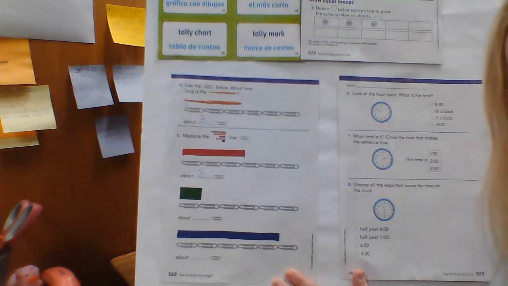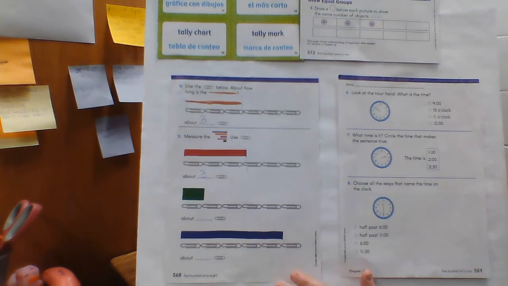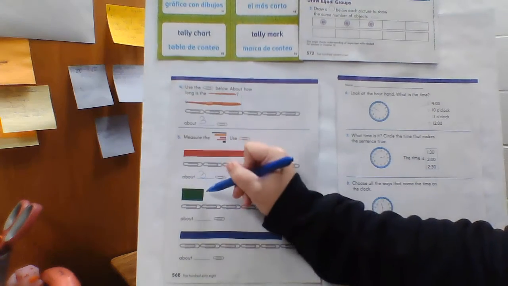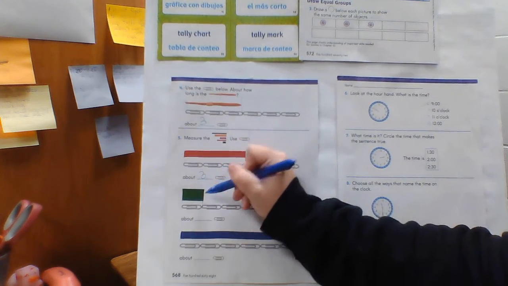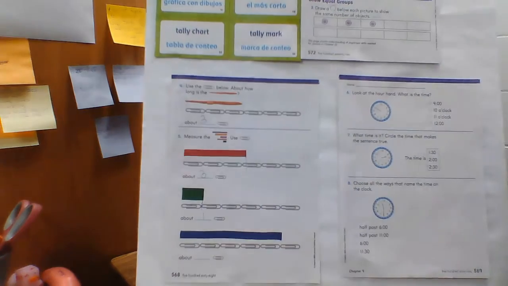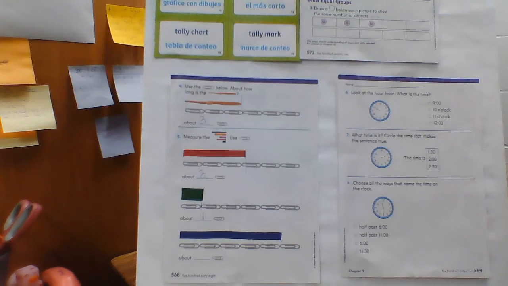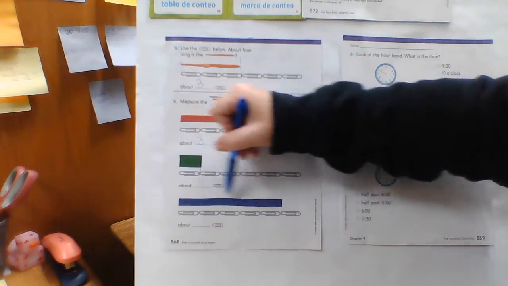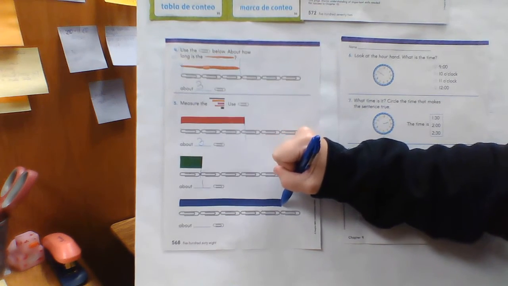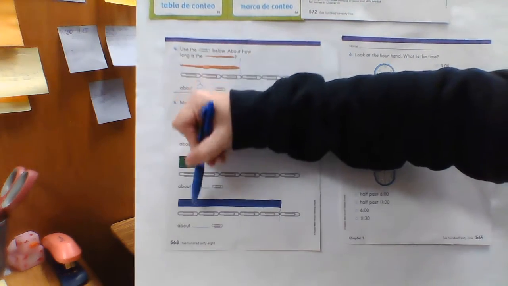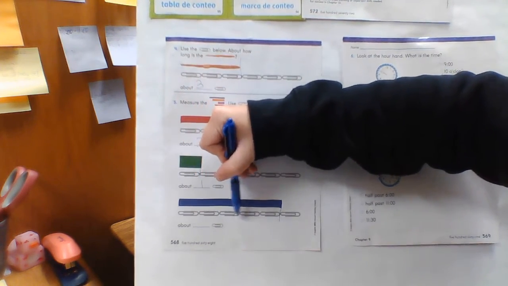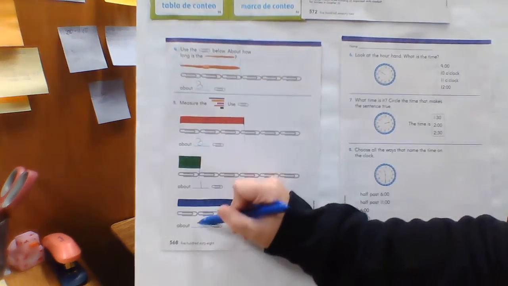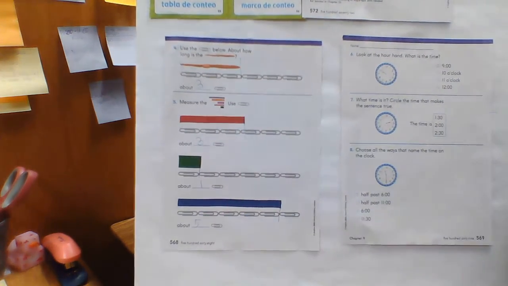Okay, let's take a look at the green ribbon. I'm going to go to the end. I'm going to draw my line, and I see that it is almost in line with 1. It's about 1 paper clip. And now for the blue. I'm going to follow it all the way down, draw my line, and I have 1, 2, 3, 4, 5. So the blue ribbon is about 5 paper clips long.